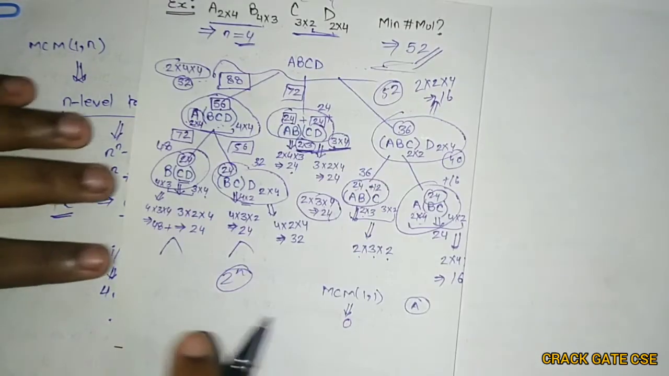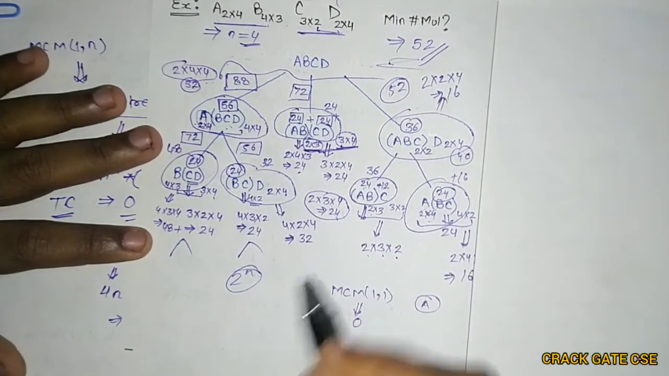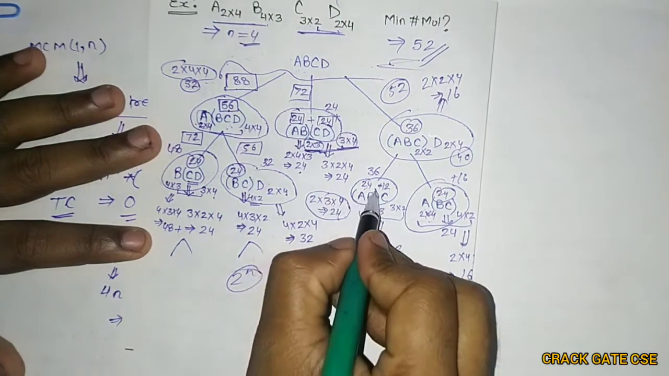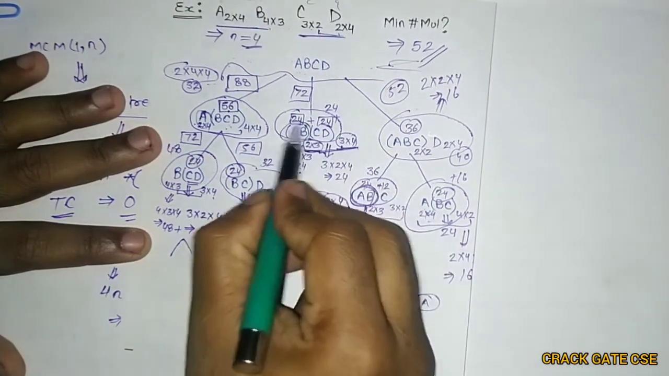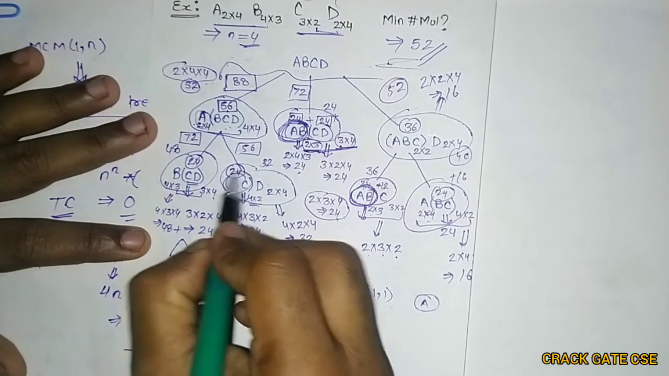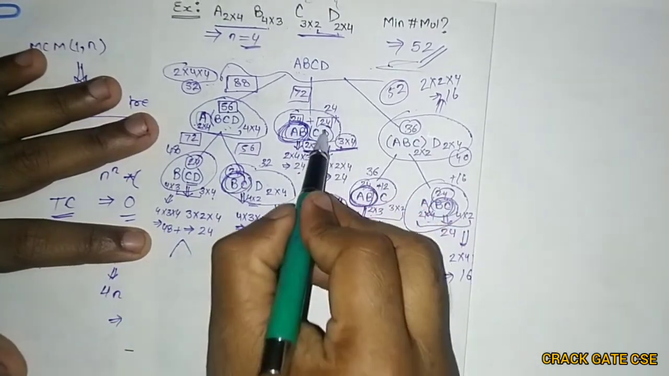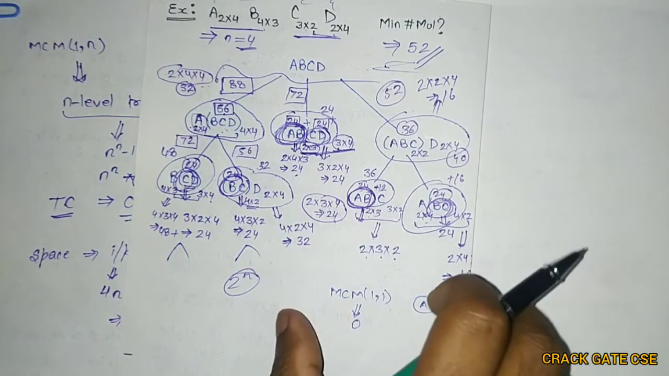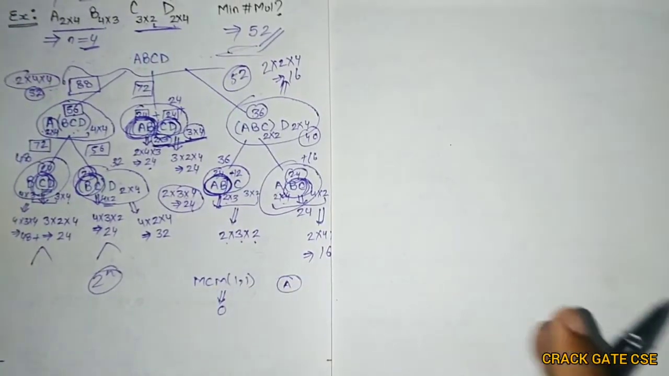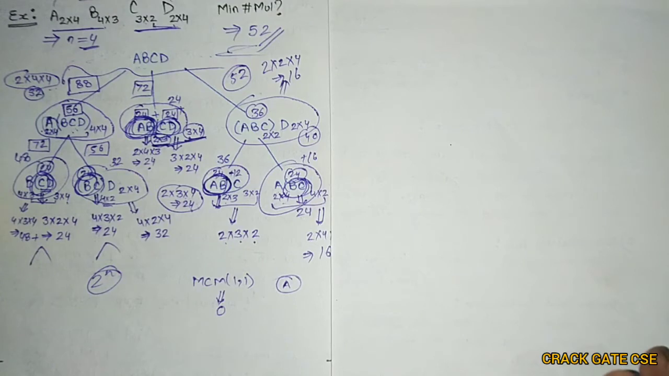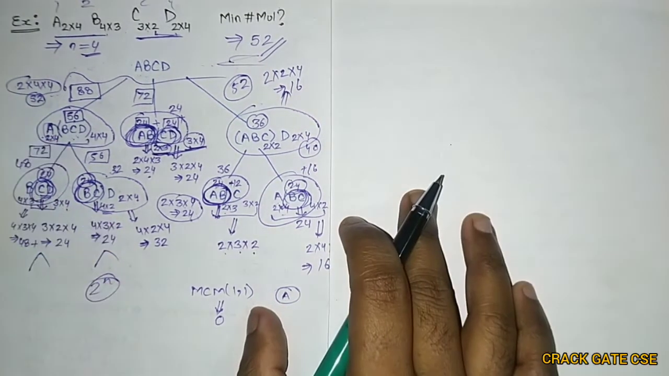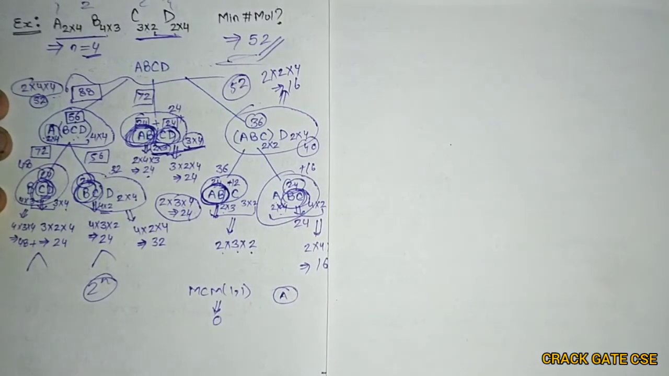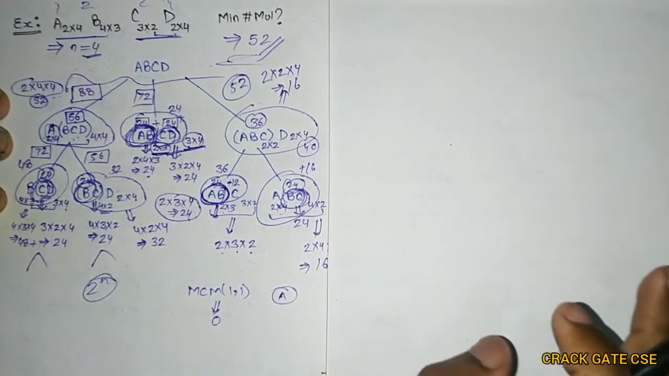Now you can see one important thing over here is that so many function calls are repeating. Let's see, this AB is repeating here, this BC is repeating here, this CD is repeating here. Similarly, so many function calls are repeating. So if there are any function calls which are repeating, it gives you a hint that you can use the dynamic programming concept.